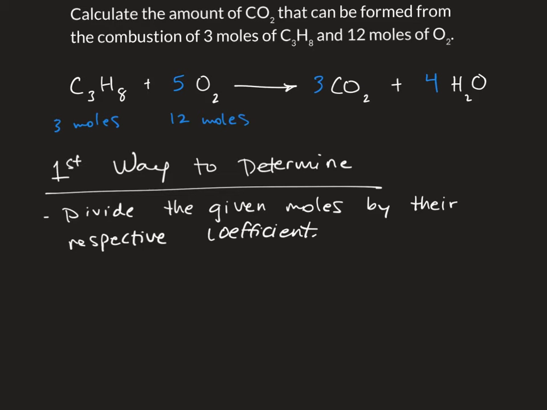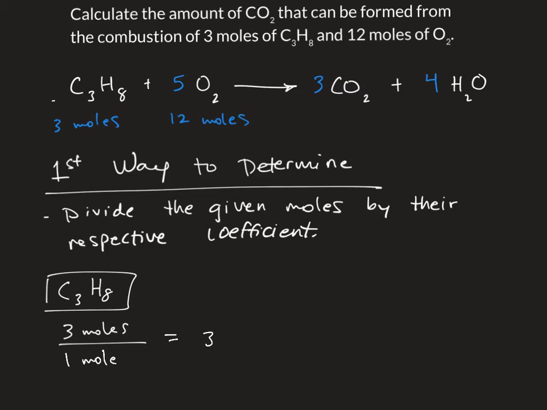In the reaction equation, propane has a coefficient of 1. Oxygen has a coefficient of 5. So we're going to divide what we're given by those coefficients. Let's set that up. For propane, here's what we have: 3 moles divided by 1 mole. Remember, there's a little 1 here. We just don't write it because it's redundant. Now 3 divided by 1, obviously that's 3.